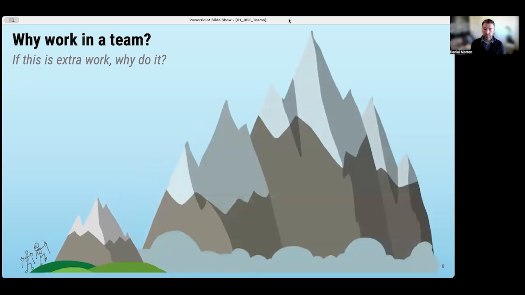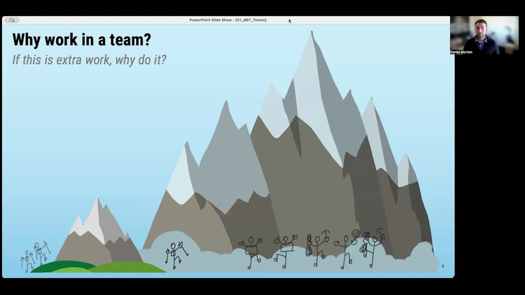If I want to address a bigger challenge, if I want to go up something like K2 or Everest, and I turn up with just my backpack, my couple of liters of water, and some snacks, I'm going to both get laughed at and I'm probably going to die halfway up the mountain. You need a team to get up to these larger challenges.